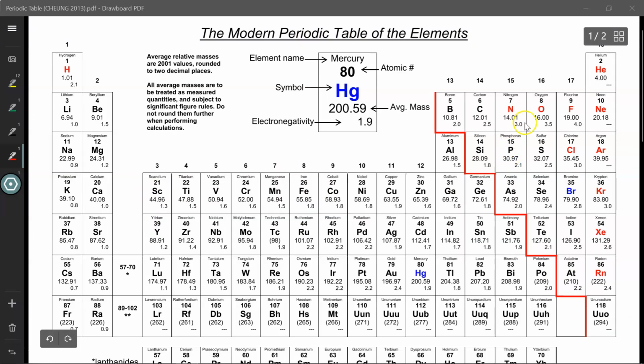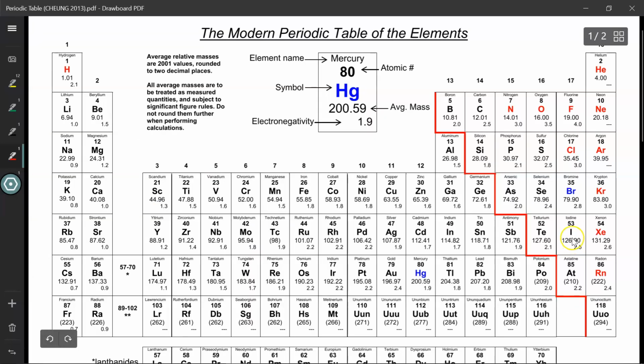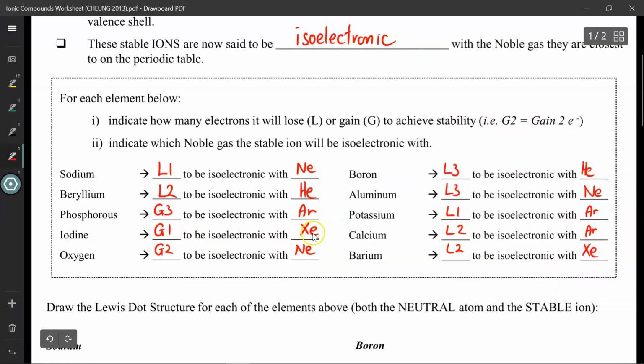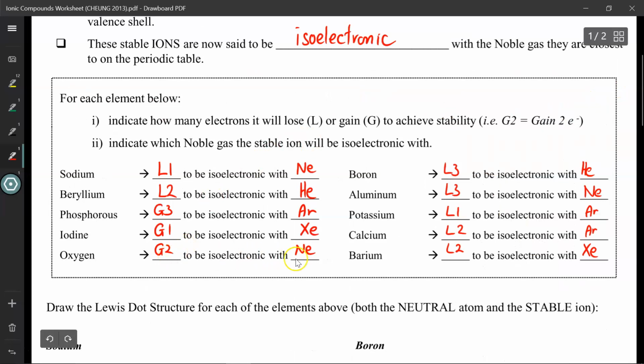Phosphorus can gain 3 electrons, 1, 2, 3, in order to become argon, or can lose 5, 1, 2, 3, 4, 5 to become neon. Obviously it's easier to gain 3. So gain 3, become argon. Iodine, much easier to gain 1 to become xenon than to lose 7 in order to become krypton. So gain 1, turn into xenon. While oxygen can gain 1, 2 to become neon, or lose 6 to become helium. So gain 2 to become neon.